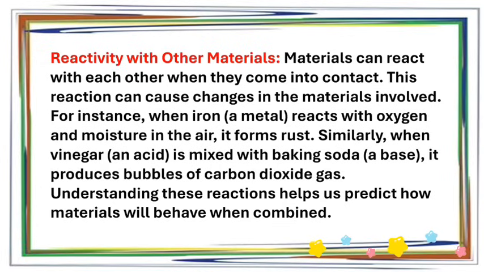Reactivity with other materials. Materials can react with each other when they come into contact. This reaction can cause changes in the materials involved. For instance, when iron or metal reacts with oxygen and moisture in the air, it forms rust. Similarly, when vinegar, an acid, is mixed with baking soda, a base, it produces bubbles of carbon dioxide gas. Understanding these reactions helps us predict how materials will behave when combined.